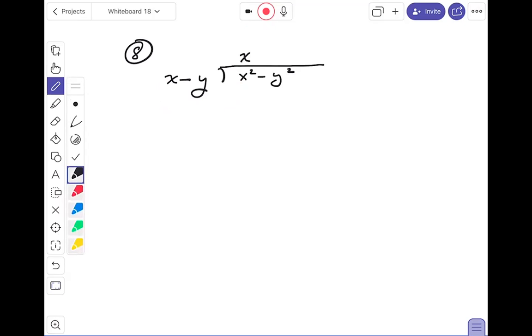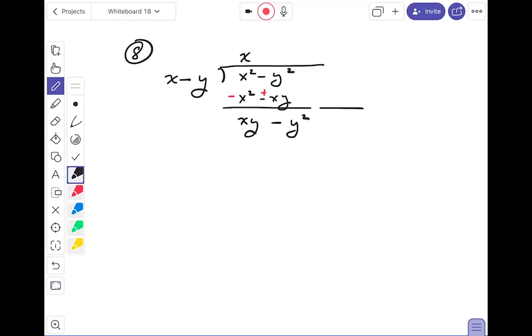Now, what do you get? X times x is x squared, right? And x times minus y is minus xy. All right, what do we do now? Change the signs and combine. Well, let's do that. What do you get? The x squared has disappeared. Then what are you left with? Xy minus y squared. Let's keep going.